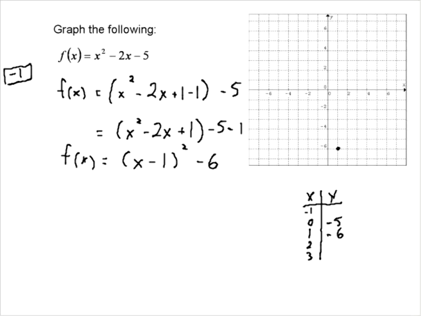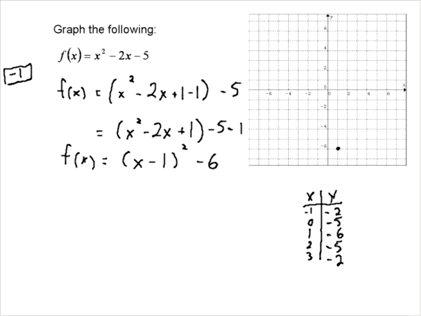And because of the symmetry, if we put 2 in there, we would get the exact same thing. If we put -1 in there, -1 minus 1 is -2. Square that, we're going to get 4. Minus 6 is going to be -2. And of course, due to symmetry, it's the exact same.